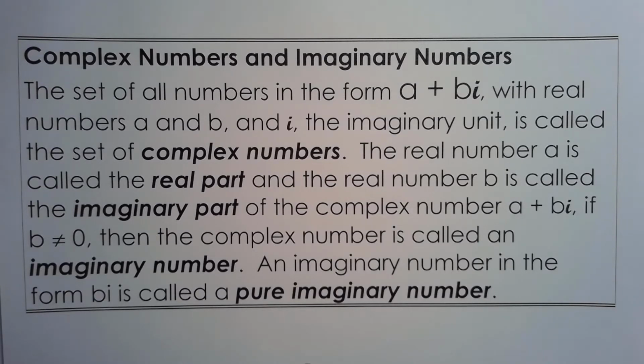A plus bi, if b does not equal 0, then the complex number is called an imaginary number. So I'm going to give you some examples of what they're talking about in this particular definition. An imaginary number in the form bi is called a pure imaginary number.